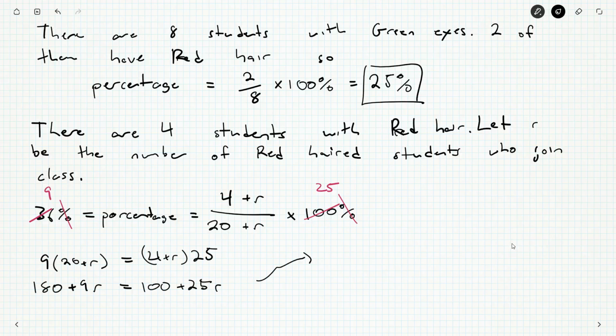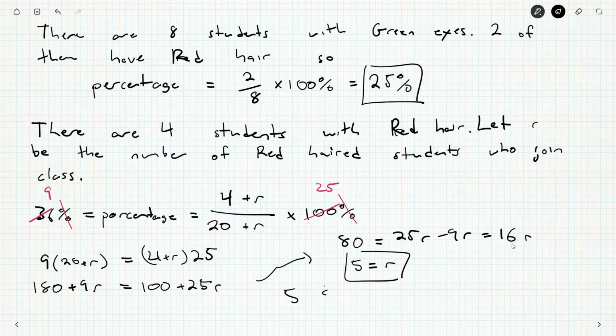And we rearrange. Take 100 away from the 180, we get 80. And then 25R minus 9R, that's going to be 16R. Divide by 16 on both sides, we'll get 5 is equal to R. 5 students must join. Okay, would this actually make sense? If we had 5 more students, we'd have 9. And we'd have 25 students in total, 9 out of 25. Yeah, that's really going to be 36%. So everything worked out just fine and dandy.